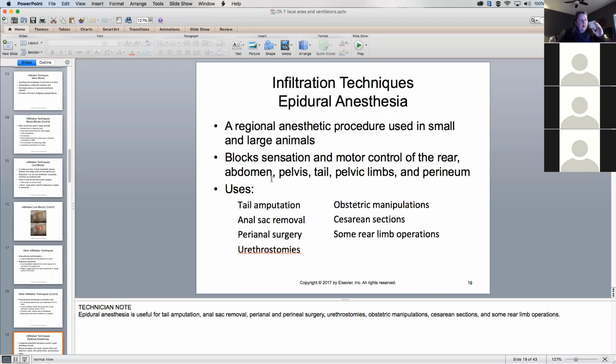These are all the different surgeries you can do with an epidural. You have a tail amputation, anal sac surgery, perianal surgery. So if the dog has a perianal hernia and you have to repair that, or a urethrostomy. Anybody know what a urethrostomy is?